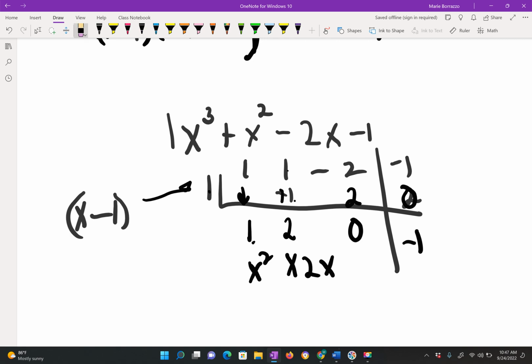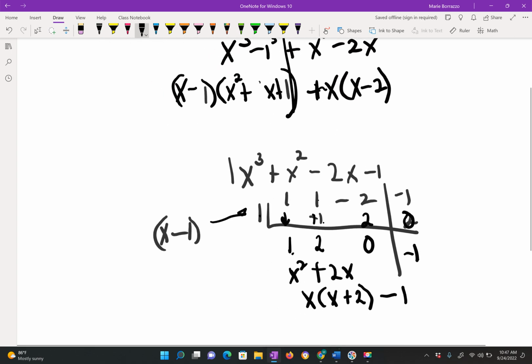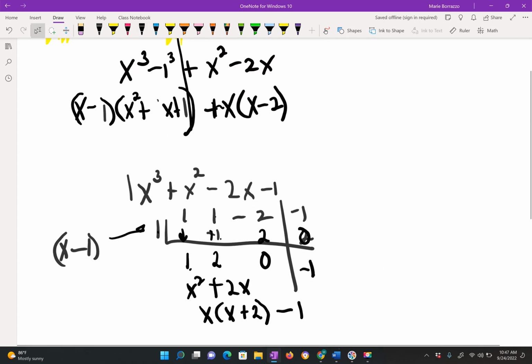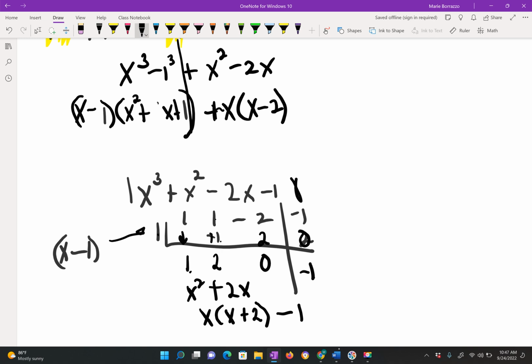What is going on with me today? Plus 2x. I have nothing here, so that's a 0. And again, I can factor this out, where this is x parentheses x plus 2. But I have a remainder of 1. So here's a minus 1. So I'm on the struggle bus with this, because this is being my remainder.